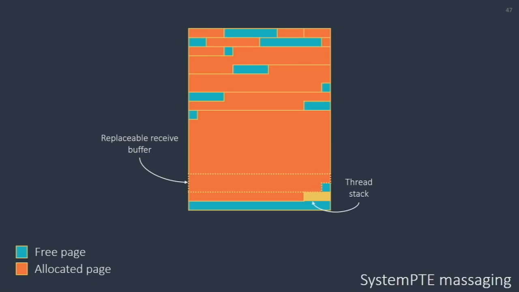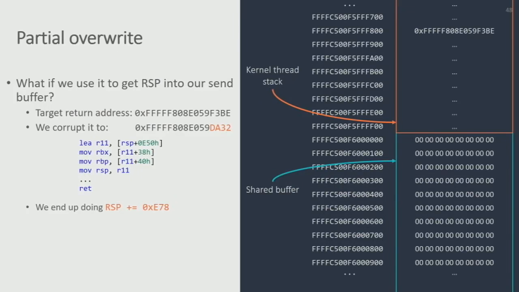Or can we? Thinking about the allocations again, right? We had this thread stack right after our receive buffer. And we still have the ability to map more shared memory. So what if we allocated, say, a send buffer right after the thread stack? We have this shared memory between the guest and the host right after the thread stack. And then we have the ability to jump to one ROP gadget. Well, this ROP gadget is pretty great because it's just going to do RSP plus equals almost a whole page worth of data.